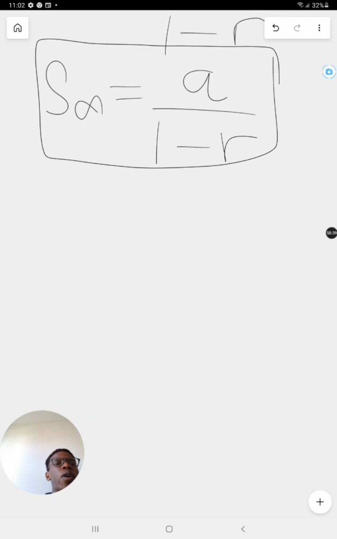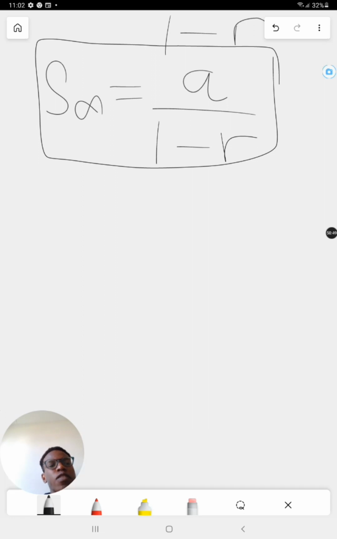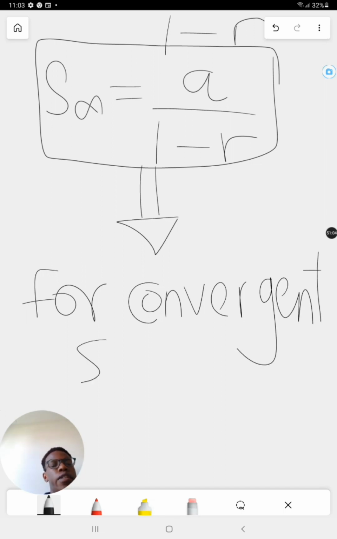Now, how do you know if you're dealing with a convergent geometric series? You only use this for convergent geometric series. Only for convergent series. You don't use it for anything else. Remember, only for convergent geometric series.